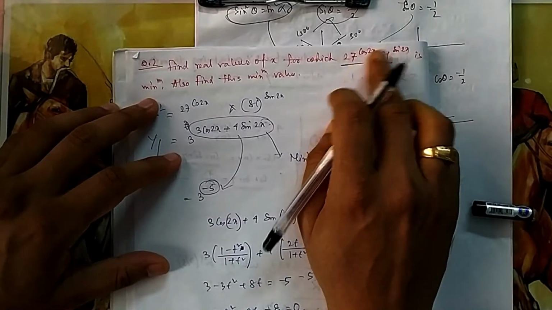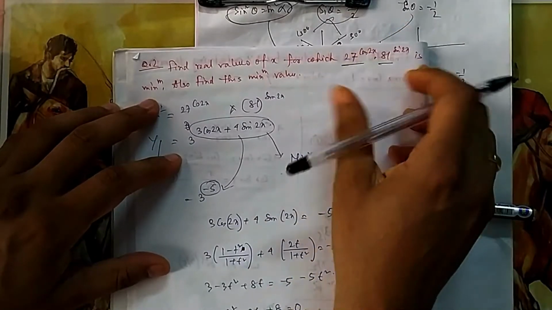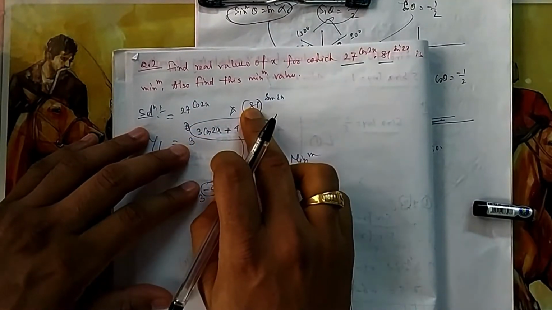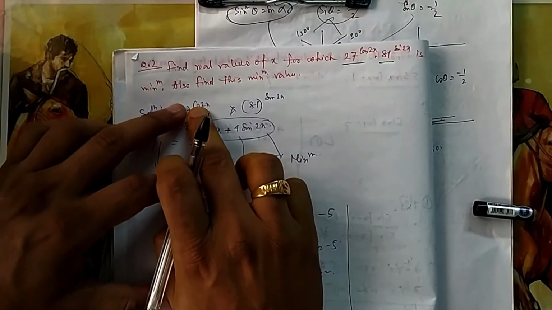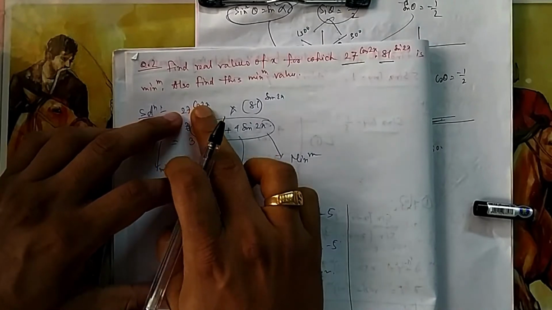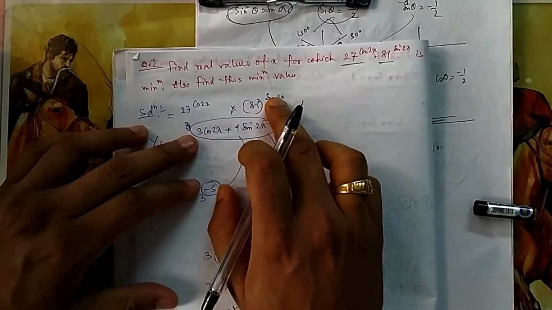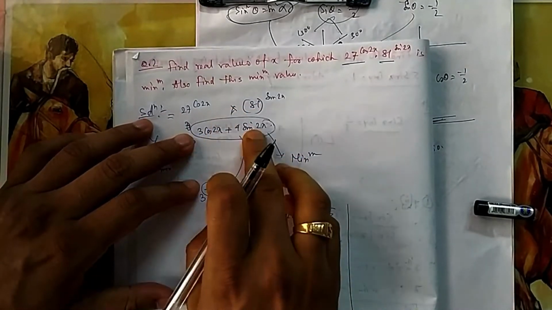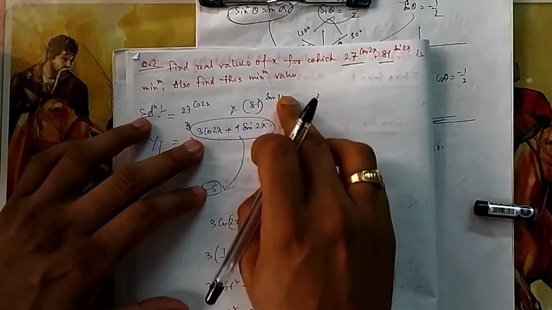So I can use this one and I can club these two at a time. So what will it be? 27 I can write as 3 cube, and 81 I can write as 3 to the power 4. So with 3 cube, power and power will be multiplied, so 3 cos x and 4 sin x. Because all are on base 3, in multiplication the powers will be added. So 3 cos x is the power here, 4 sin x is the power.